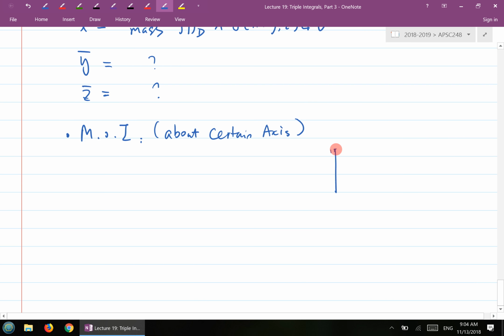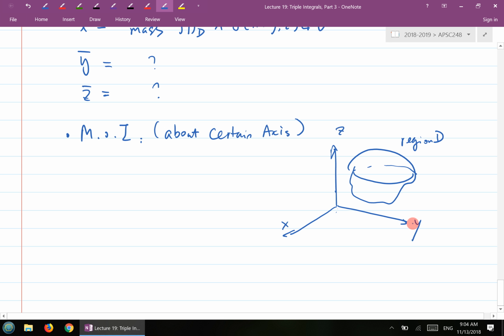So this is a very general moment of inertia, because we're talking about a 3D object. If I have a 3D object here, enclosed by the region D, then think about this object. What is the moment of inertia of this object about a certain axis? For example, maybe about the z-axis, the y-axis, or the x-axis. Moment of inertia is about how hard it is to impart a rotational motion about that axis.